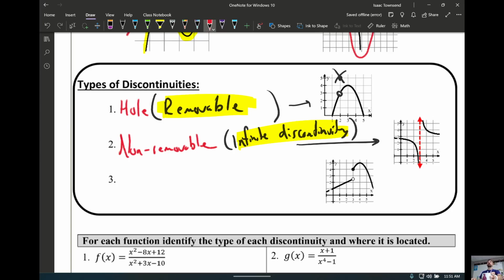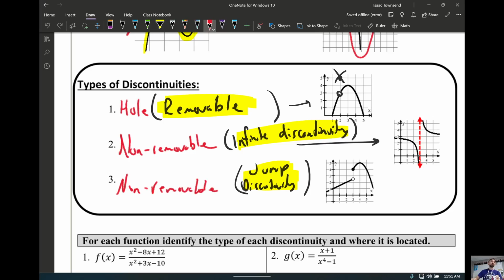Call this type of discontinuity removable, call this type infinite, and call this type of discontinuity, what's it look like it's doing there? Jump. Right. This is jump discontinuity. Now, when you've got those pictures, and again, hole type discontinuity is the only removable type. All the others are considered non-removable.